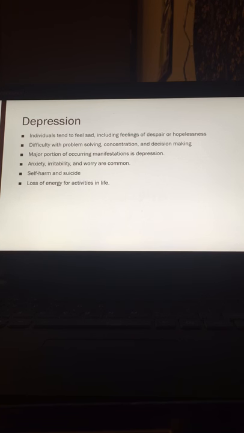Anxiety, irritability, and worry are common within them. And then there's also the loss of energy for activities in life. So that's another important thing to remember as a CTRS.